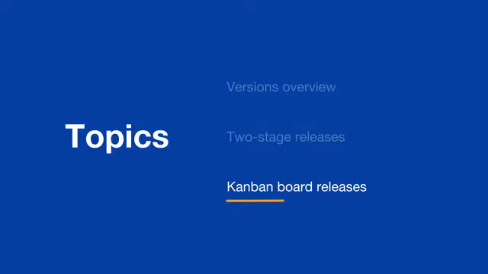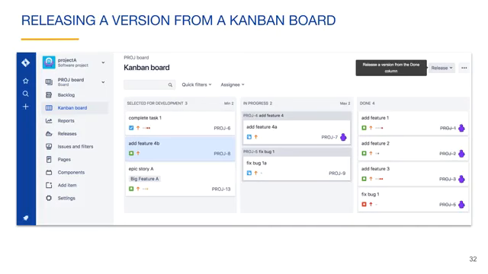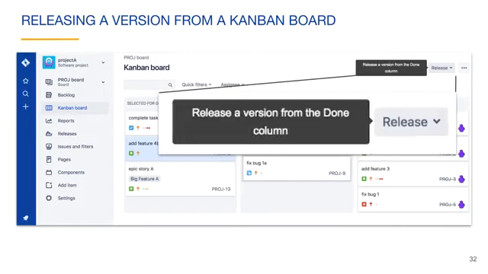Next, we will discuss Kanban board releases. Another fundamental way to create a release is from a Kanban board. A Kanban board contains a continuous flow of issues. There are always issues moving to the done status. Any time that there are issues in the done column, the release dropdown in the upper right is enabled.